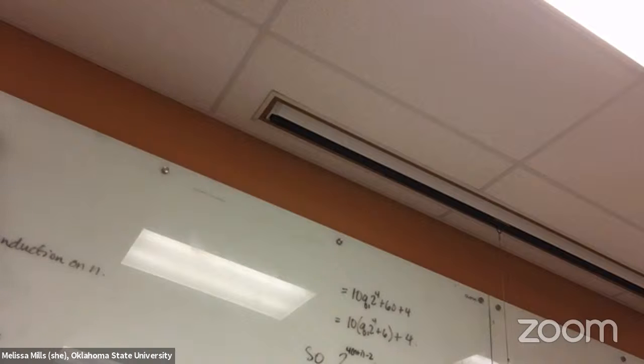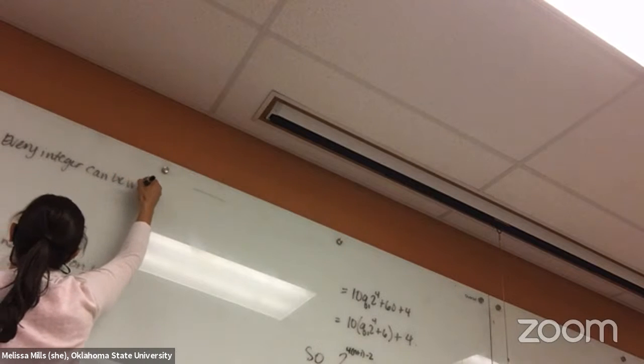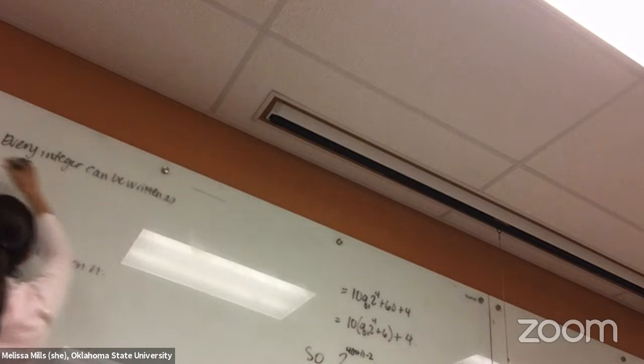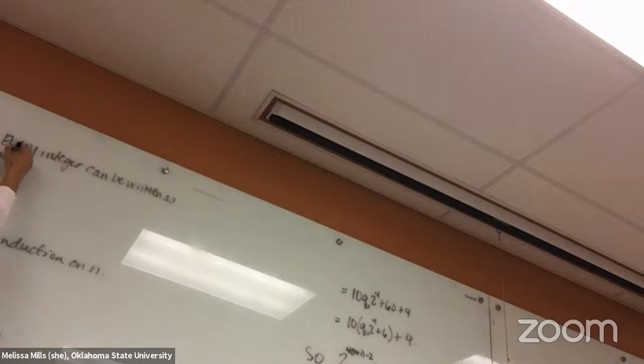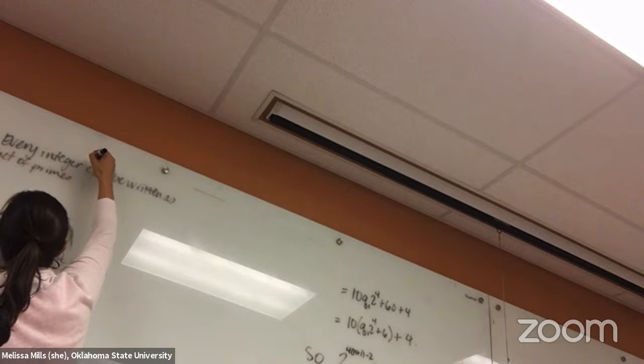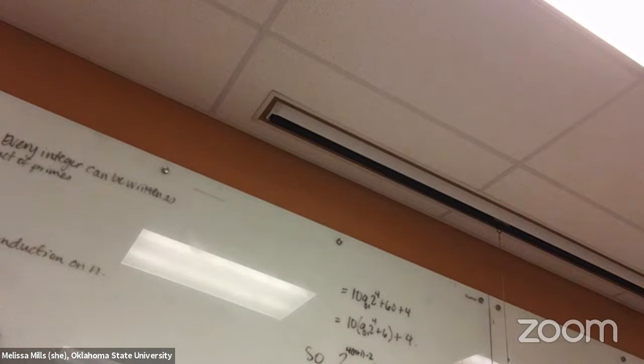Theorem 1.7 is that every integer can be written as a product of primes. That includes negatives, right? So we're going to have to adjust a little bit to use induction, because induction has to be on positive numbers. So let's say proof.